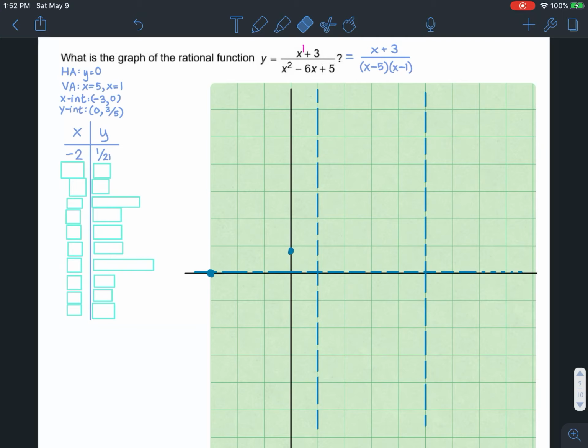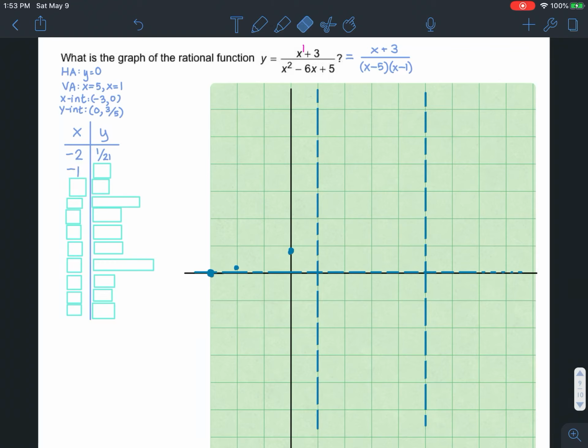This is a case where I really do think it would be easier for you to put it in the factored form, because -2 plus 3 is 1. That's pretty easy. -2 minus 5 is -7. -2 minus -1 is -3. So it's 1/21. I think that's easier than squaring it and timesing it by 6. So -2, 1/21. So just a tiny bit above the x-axis.